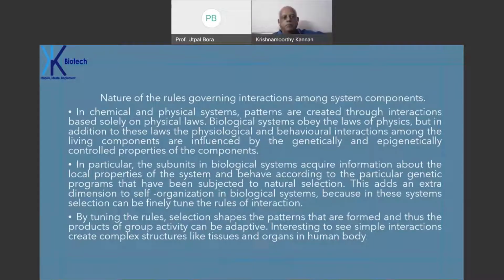In particular, the subunits in biological systems, what they call today systems biology, essentially arose out of this. The subunits in biological systems acquire information about the local properties of the system, and I'll demonstrate some beautiful experiments as we go along, which will reinforce what I'm trying to say, and behave according to the particular genetic programs that have been subjected to natural selection.